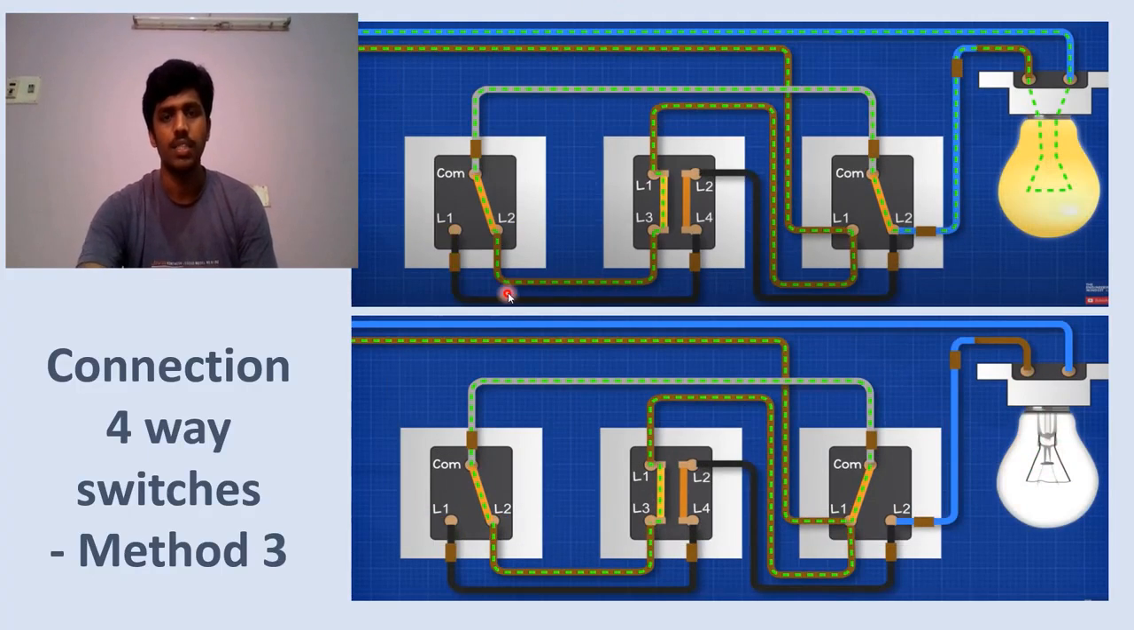And the third connection is similar to the second method connection, but the only change made here is that L3 is connected to L2 instead of L1, and L4 is connected to L1 instead of L2. So when you apply electricity, it is able to glow the bulb as it is making the circuit. But in order to break the circuit, you can flip either switch 1 or switch 2, where you can observe in this figure the bulb is not glowing.